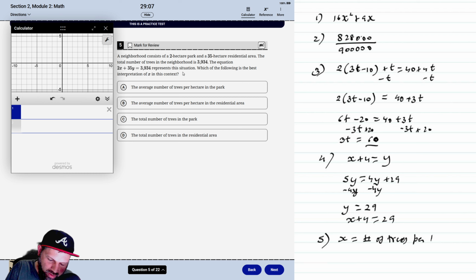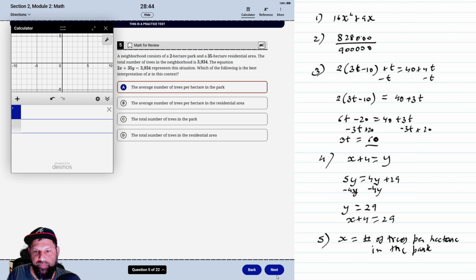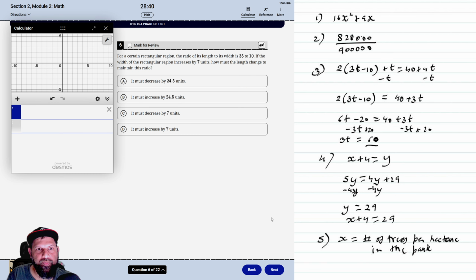So x is going to be equal to number of trees per hectare in the park. Okay, don't forget the park, because the coefficient in front of x is 2. Okay, so which means that it's the average, which is the same as the average number of trees per hectare in the park. Okay, so the answer is option A.